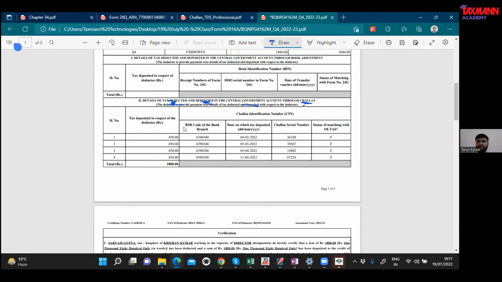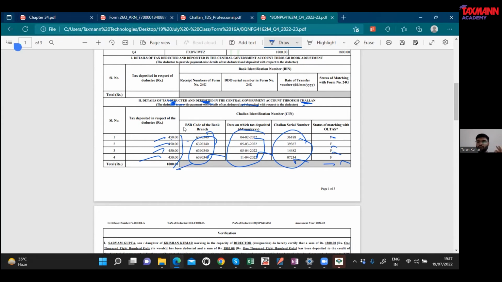So against each 4,500, we have deducted the 10% TDS, that is 450, 4 times. What is the BSR code of those challans through which this particular tax is deposited? What is the date of depositing that challan? What is the challan serial number through which that tax is deposited? And what is the status of the challan? So F is not fail here, it is final. So F reflects the final, that the challan is final. So there is no mismatch, right? So this is Form 16A.